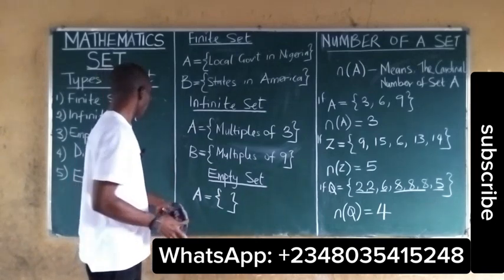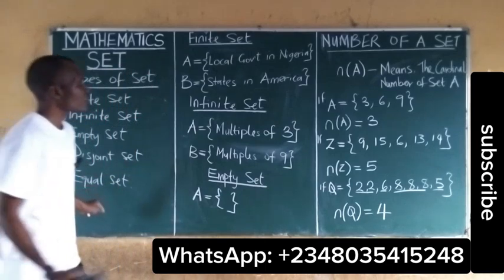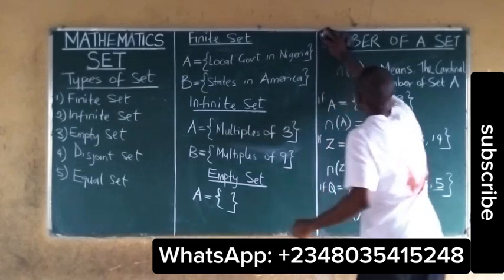It now brings us to what is called the disjoint set.